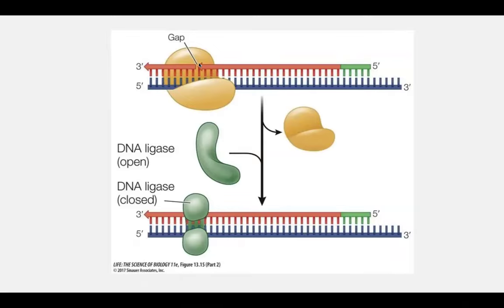So there are gaps here caused by the primer. DNA polymerase 1 replaces that primer with its own DNA. And finally, in order to close the gap, DNA ligase comes in and glues it together.